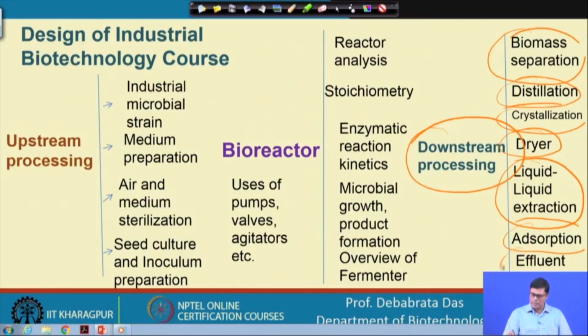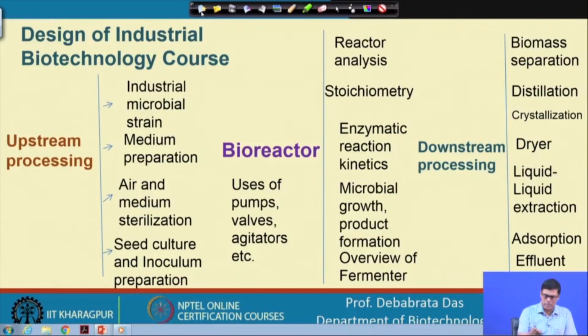And finally, we discuss the effluent treatment process. I told you every chemical and biochemical industry cannot discharge its effluent as such into water courses; they have to treat it. What are the different treatment processes available? I mentioned that more than 70% of wastewater treatment processes are controlled by biological means.